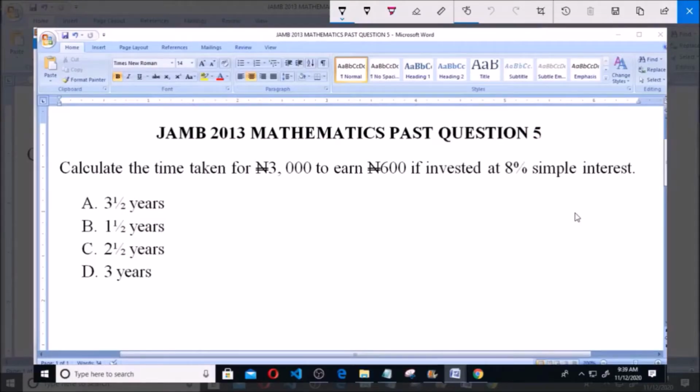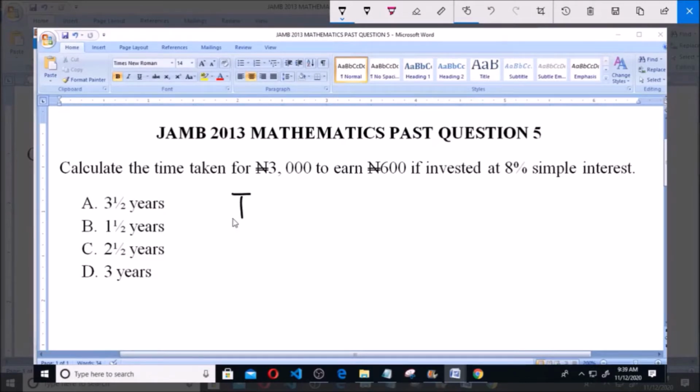I'll be answering JAMB 2013 Mathematics Past Question 5. Calculate the time taken for 3,000 Naira to earn 600 Naira if invested at 8% simple interest. Now, we are given a problem on simple interest. And the principal amount here is 3,000 Naira.